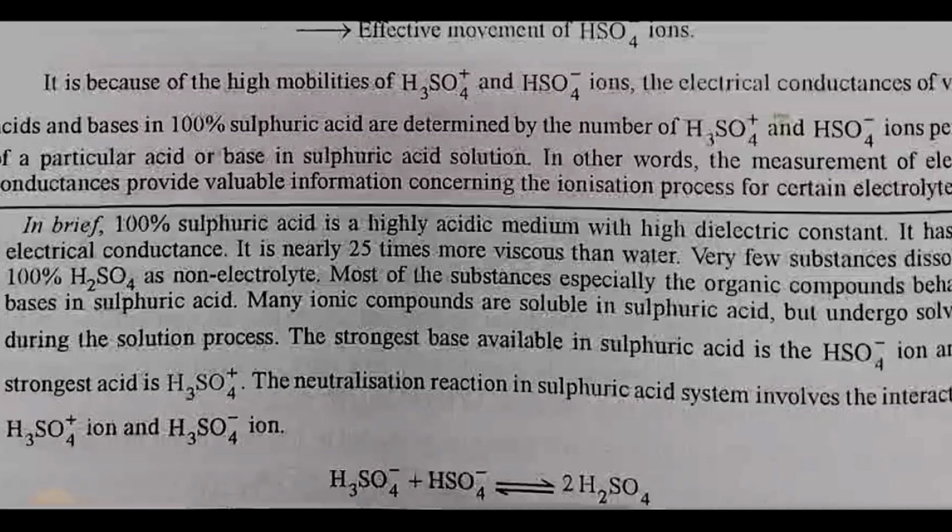In brief, 100% sulfuric acid is a highly acidic medium with high dielectric constant. It has high electrical conductance. It is nearly 25 times more viscous than water. Very few substances dissolve in 100% H2SO4 as non-electrolytes. Most of the substances, especially the organic compounds, behave as bases in sulfuric acid. Many ionic compounds are soluble in sulfuric acid but undergo solvolysis during the solution process. The strongest base available in sulfuric acid is the HSO4⁻ ion, and the strongest acid is H3SO4⁺.